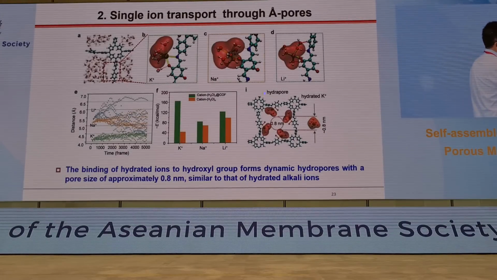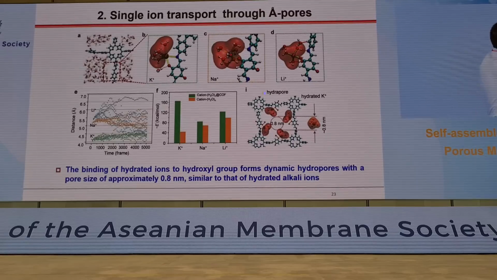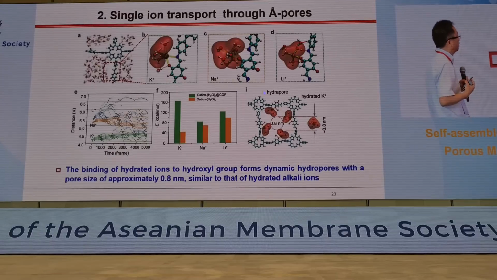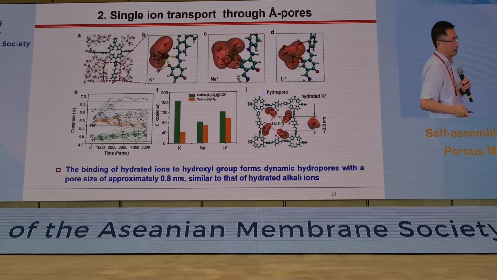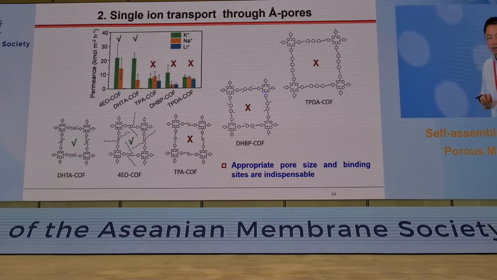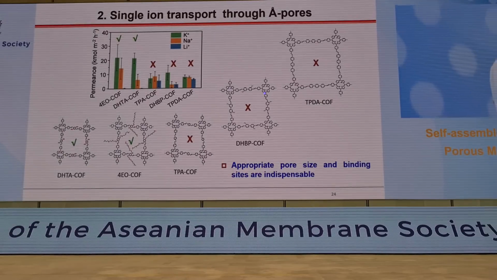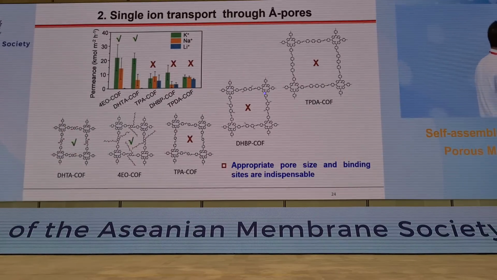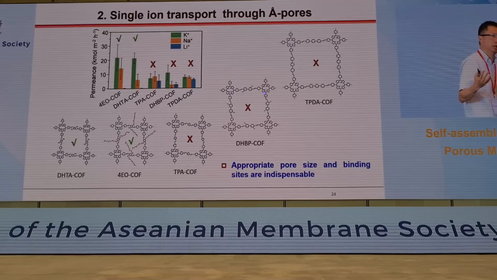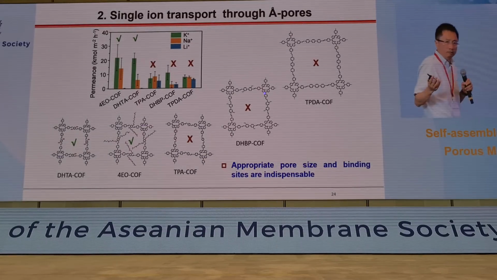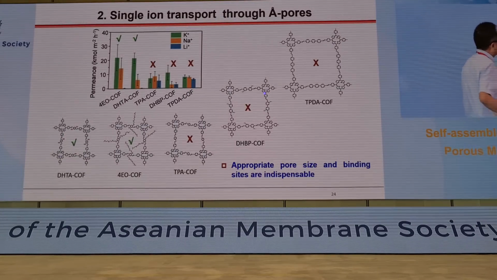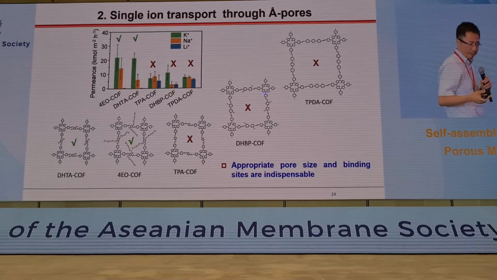Moreover, after trapping these hydrated ions, we can see the pore size of the pore molecule will be dramatically decreased down to 0.8 nanometers. We also found the pore size and the binding site are quite important for getting higher selectivity for the monovalent ions. For example, if we increase the pore size or if we remove the oxygen atom from the pore surface, you will see the permeance and also the selectivity for the ions will be dramatically decreased.